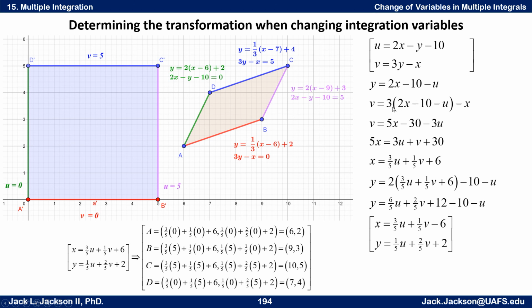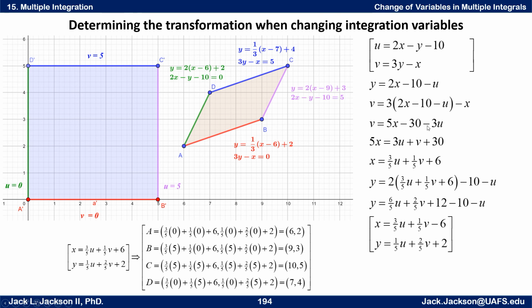Distribute the 3, and this gives me 6x, minus that 1x is 5x, minus 30, minus 3u equals v. And I want to solve this for x now. So let's see, 5x is, I need to add 30 to both sides and 3u to both sides to get the 5x by itself.